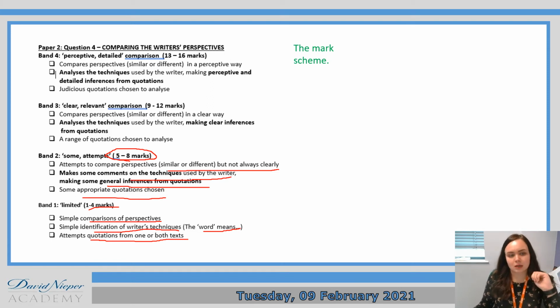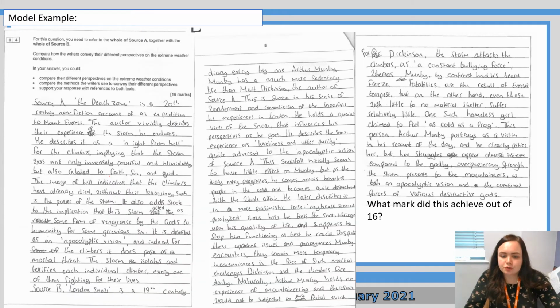enjoying their experience, okay? And then higher up, obviously, it's about doing everything in a clear way, so making clear comparisons and clear inferences and analysing the techniques used. And then at the top of the band, obviously, it's about making perceptive comments and perceptive analysis and details from the quotations. Okay, so keep this in mind as we're reading through the model on the next slide, and I want you to have a think about where you would place that example. Here is a student's response to the question.